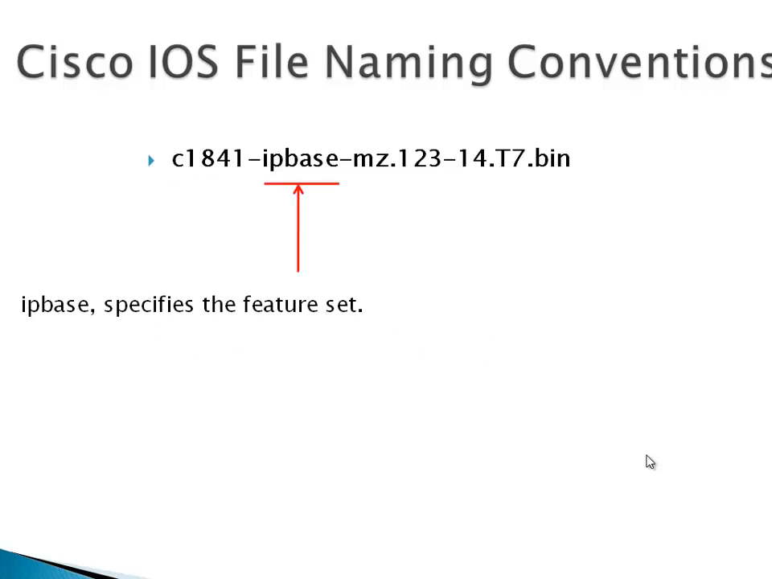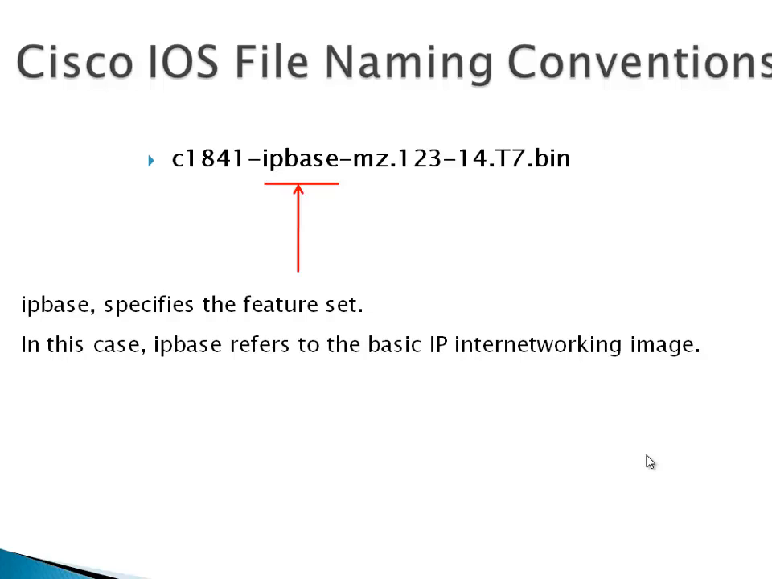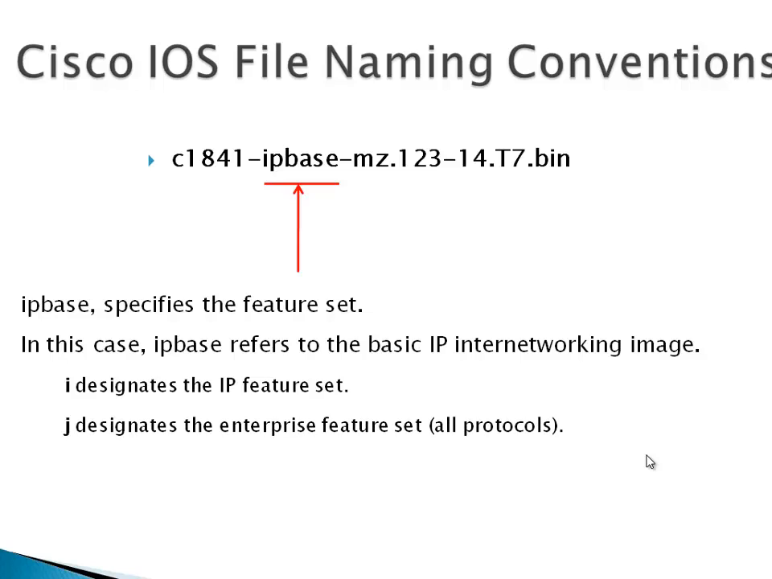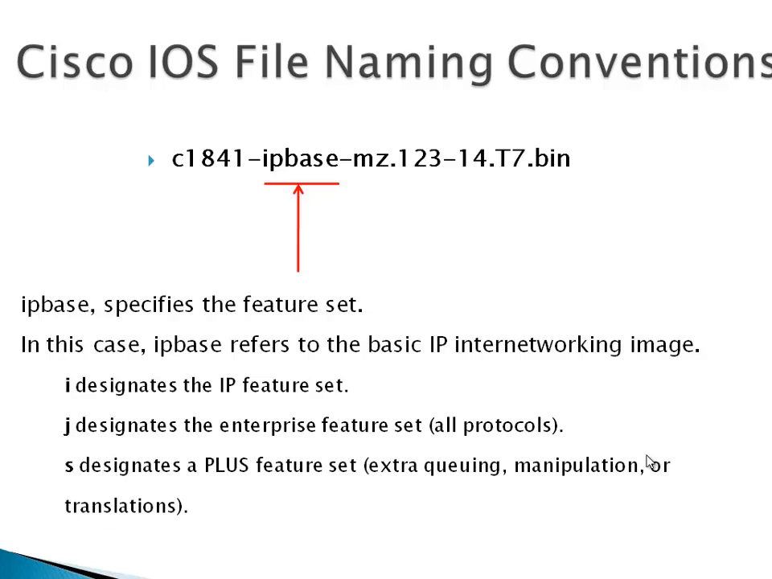And then ipbase. IP base specifies the feature set. What can the router do? What are the capabilities of the router? For example, this one is a basic IP networking image. We can have I, which designates the IP feature set, J designates the enterprise feature set, S designates a plus feature set, with extra queuing, manipulation, translations. 56i designates 56-bit IPsec DES encryption, and 3 designates the firewall IDS. K2 designates the 3DES IPsec encryption.